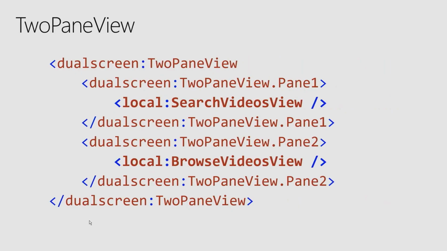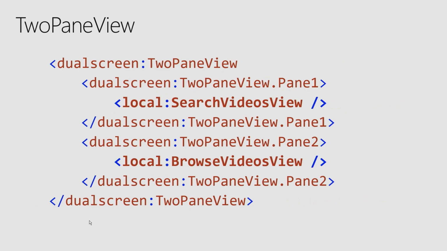The second item is the new layout control, two-pane view. Here you can see the most simple XAML for two-pane view. At the moment, it supports content views as its children. So here you can map a search videos view and a browse videos view side by side on a screen. On a single screen device, they'll still be side by side. On a dual screen device, when they're spanned, they'll appear either side of the seam.